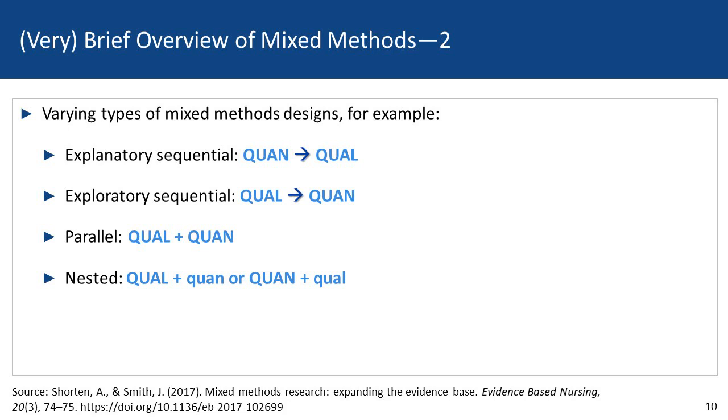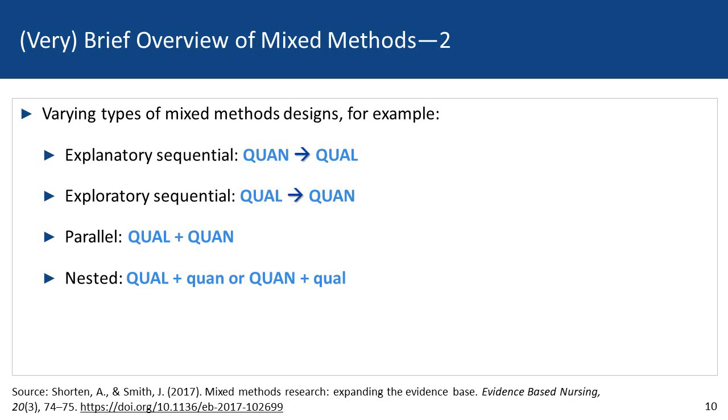Exploratory sequential designs are just the opposite, where qualitative happens first, followed by a quantitative analysis. And here, the idea is that the qualitative research might generate hypotheses that you can then test using quantitative methods. Another option is a parallel design, which is just what it sounds like. In this design, we do qualitative and quantitative research simultaneously. And the idea here is that you're using those 2 methods to answer related and complementary, but slightly different research questions.